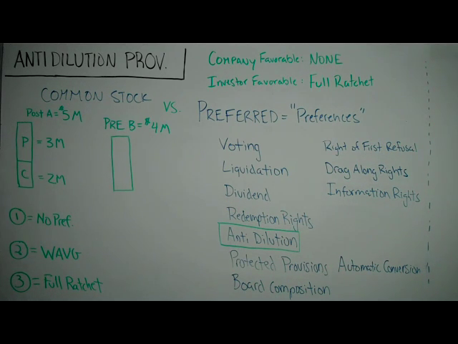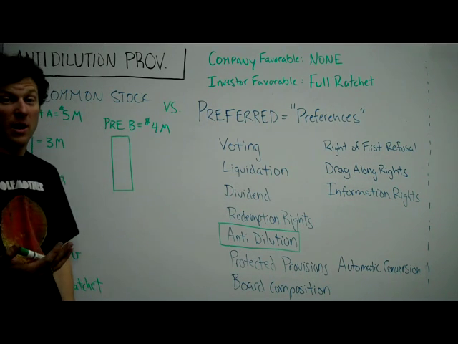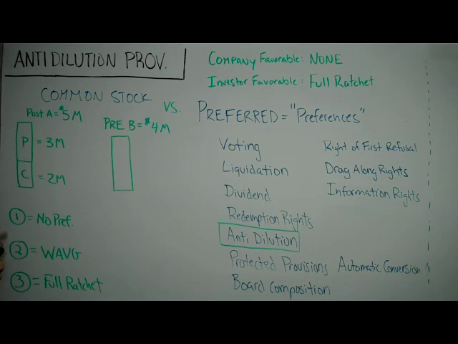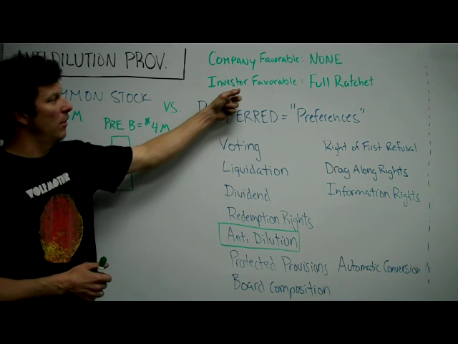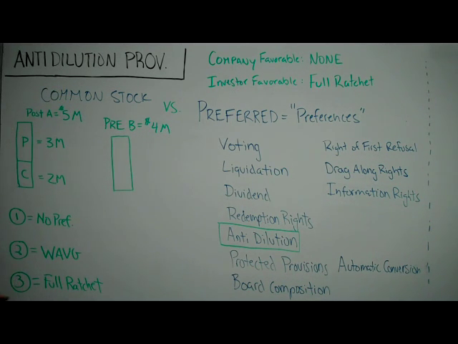So here's how it works. There's three basic versions of an anti-dilution preference. You can have no preference, which is company favorable, if you have no protection at all. And that essentially means that you share the dilution equally. You can have a full ratchet, which is the most investor favorable version, which means that the investor doesn't get diluted at all, that the common shareholders do. And you can have something in the middle called a weighted average.